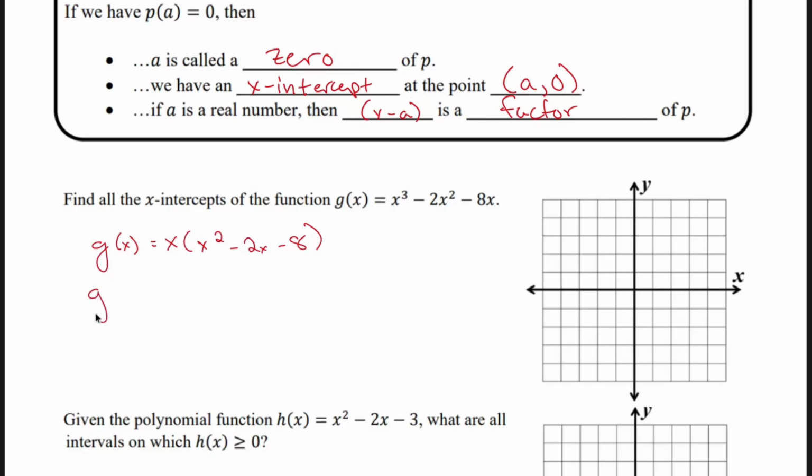Now what I also notice is you can factor this further, into two numbers that multiply to negative 8, so one positive and one negative, yet add up to negative 2. Those are x minus 4 and x plus 2. Using the zero product property, x equals 0 is a possible solution, x equals 4 is a possible solution, and x equals negative 2 is a possible solution. So I have three intercepts: 0, 4, and negative 2.